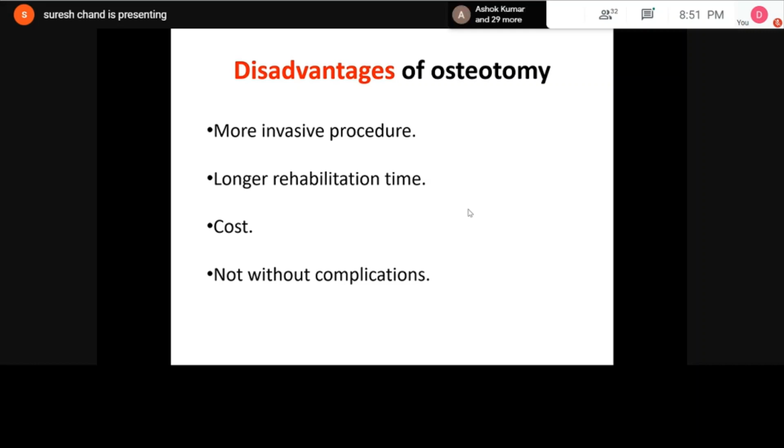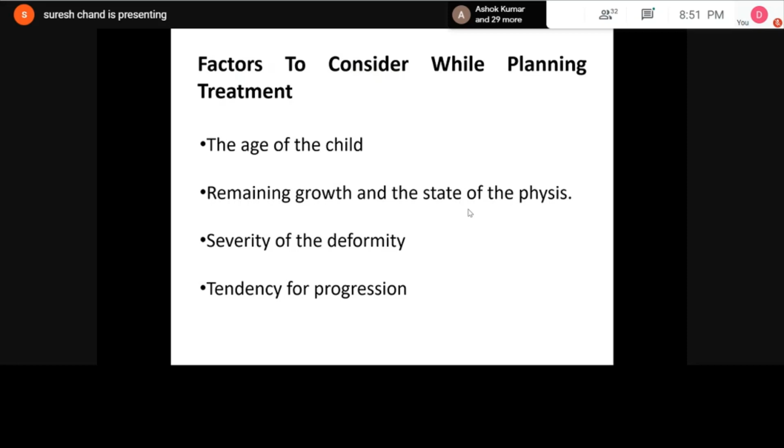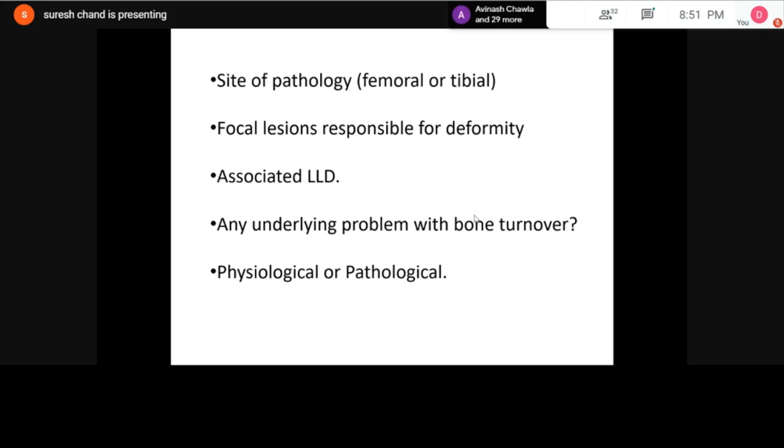So the factors to consider while planning treatment are the age of the child, remaining growth and state of the physis, severity of the deformity, whether it is progressive, and the site of pathology: whether the deformity is coming from the femur, the tibia, or both.